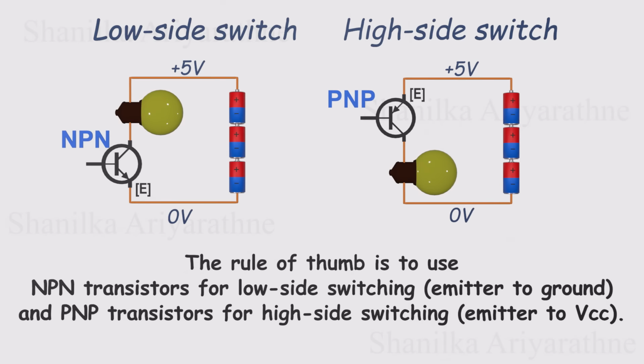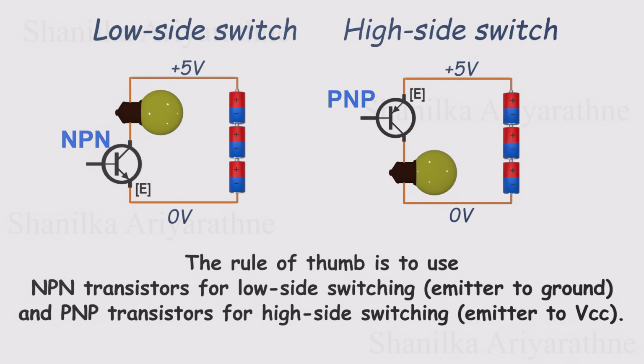So here's the rule of thumb. Use NPN transistors for low-side switching with the emitter connected to ground. Use PNP transistors for high-side switching with the emitter connected to VCC. Why? Because this keeps the emitter voltage steady, which makes it easy to apply the correct base voltage and reliably turn the transistor on. And just so you know, NPNs are more commonly used in beginner and microcontroller circuits. That's because they play nicely with low control voltages like the 3.3 volt or 5 volt signals from most digital outputs.